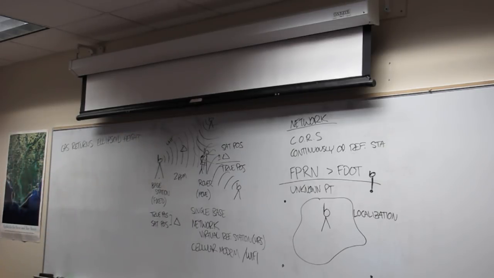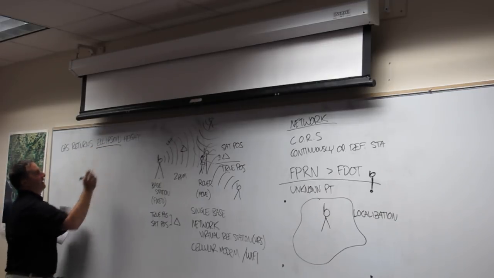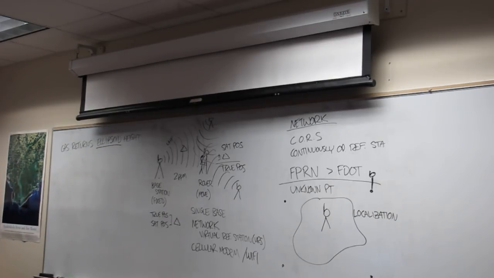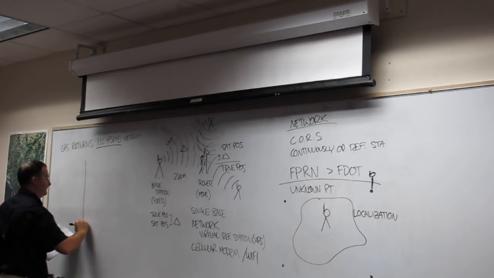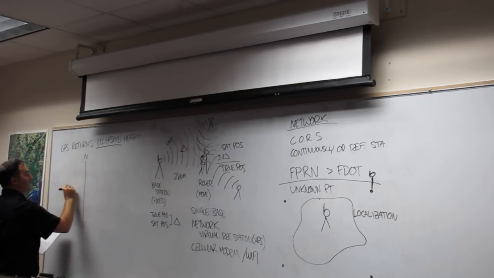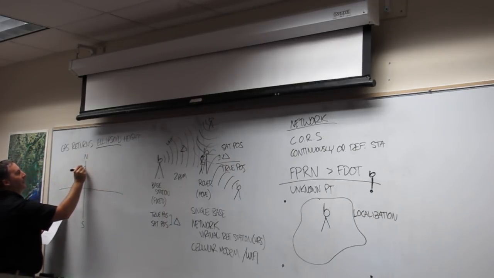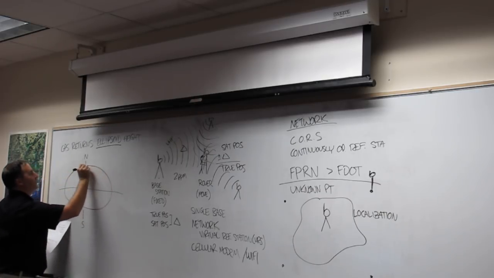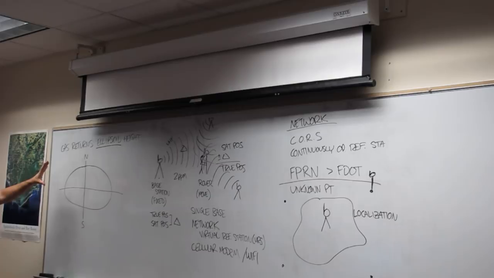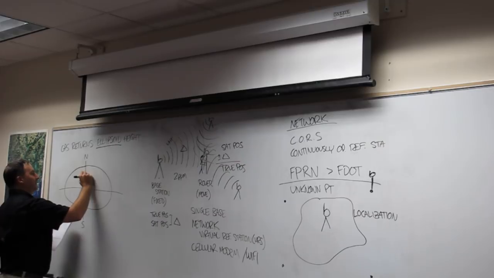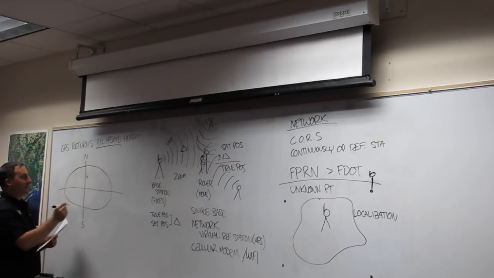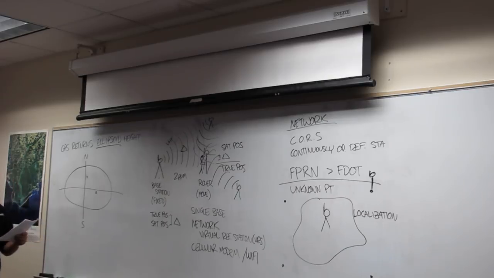Your GPS returns what's known as the ellipsoid height. Okay? The ellipsoid is a mathematical representation of the Earth as a flattened sphere. Okay, so if we have north and south, this is exaggerated, but the Earth is represented mathematically as a flattened sphere. So we have a semi-minor axis and a semi-major axis.